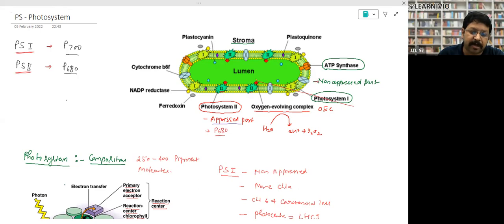In the non-appress part here, you can see, what happens in the non-appress part? Some other compounds are found. We'll discuss those compounds.